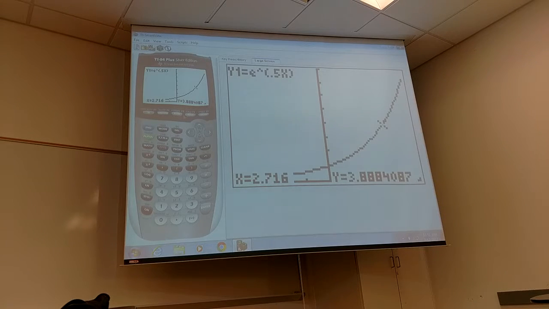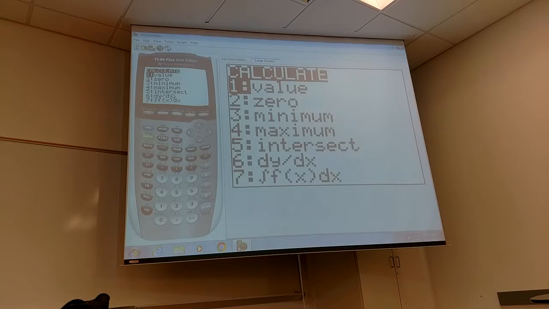Real quick, this stuff at the bottom, that's calculus. And here, number 5 is if I put two functions, y1 equals and y2 equals. So there are two of them, and I can see where they intersect. That's number 5. Right, so that's really cool. It's like a circle and a line. I can see where they intersect. What are the two points where they intersect?